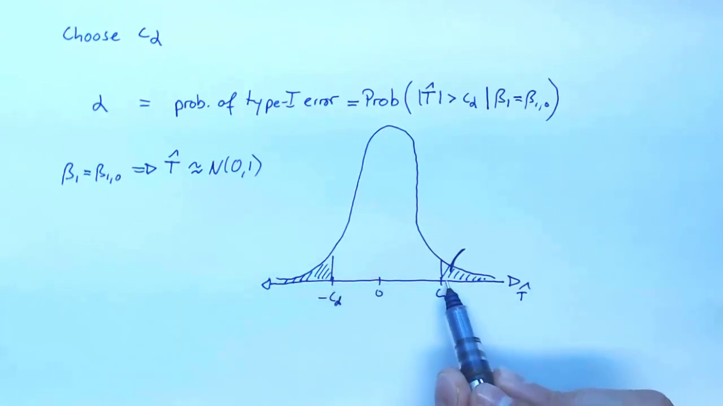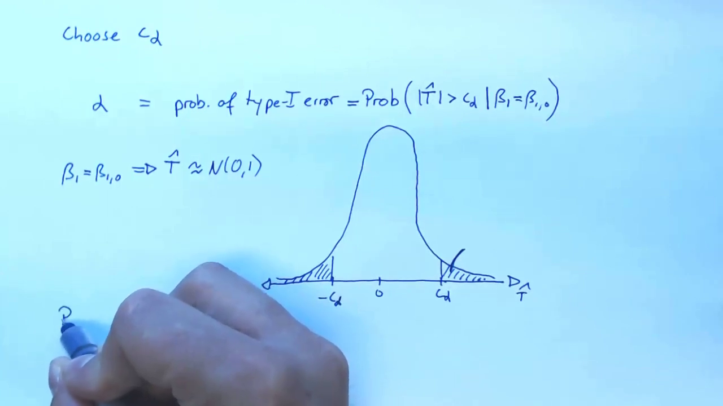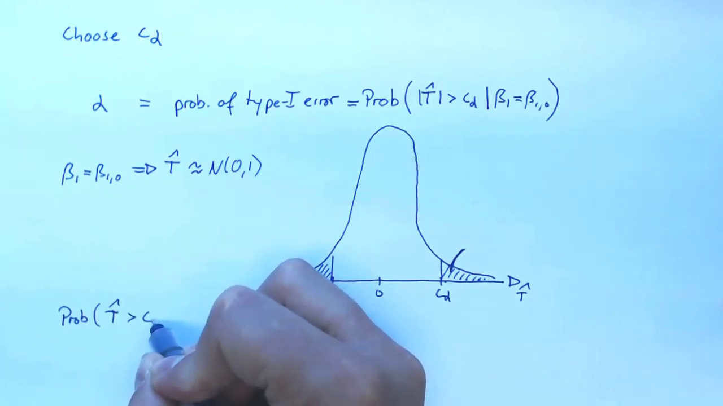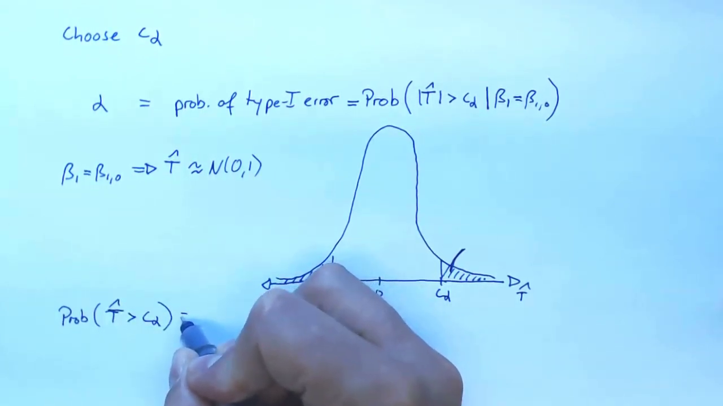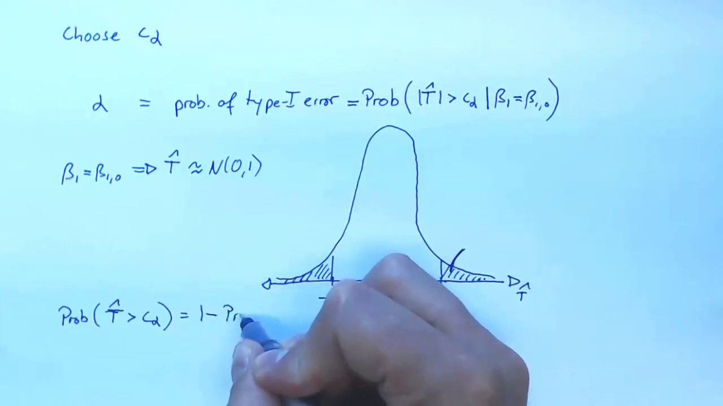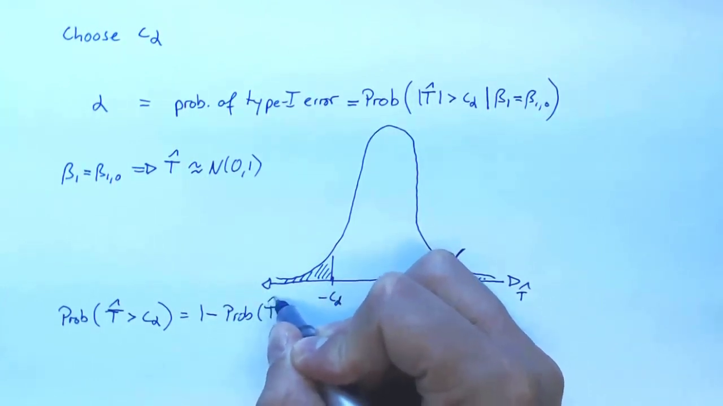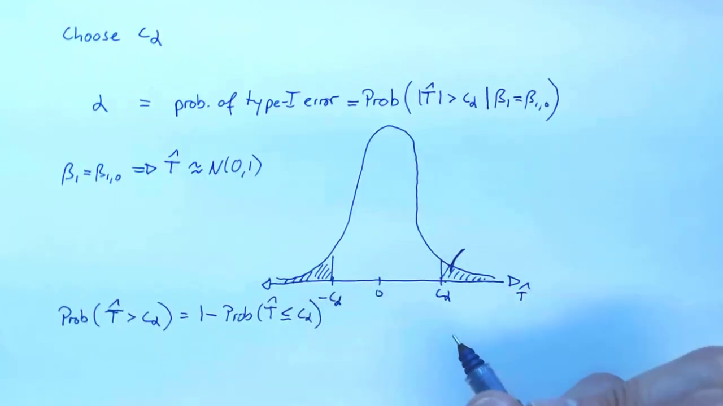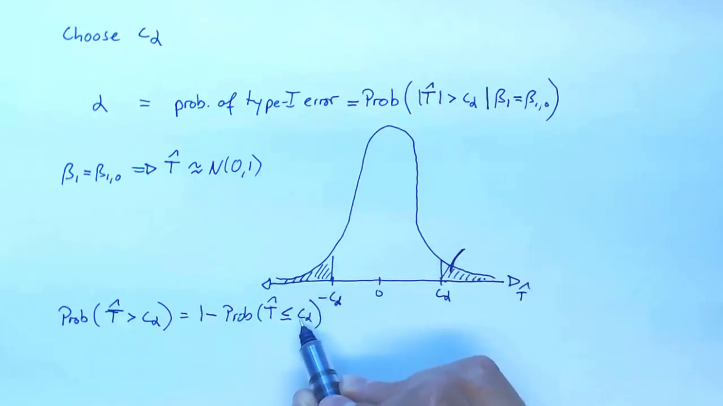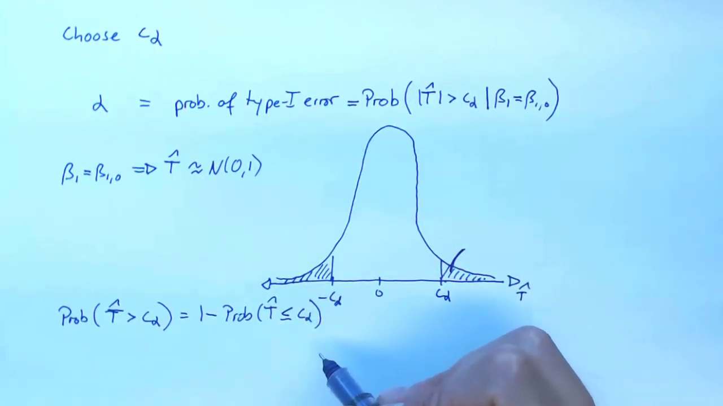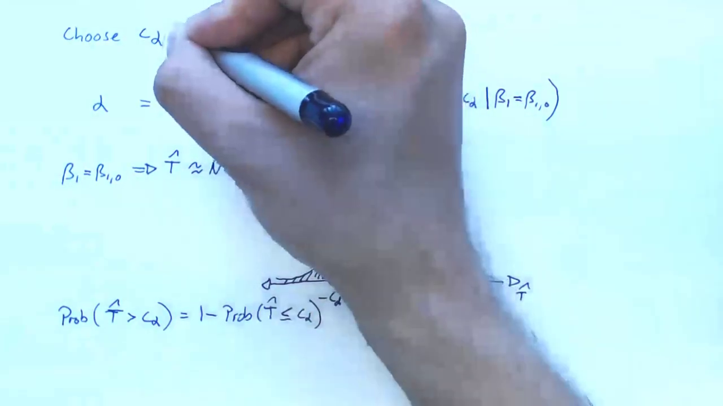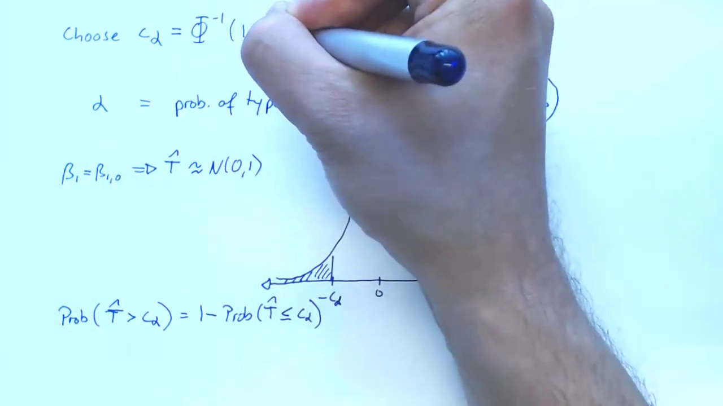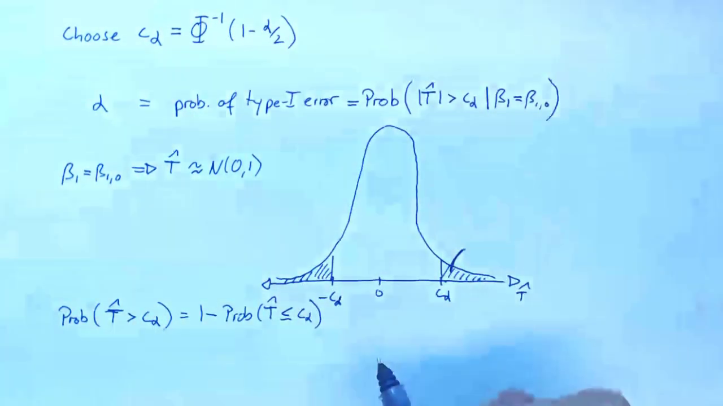So what is the probability of ending up here? What is the probability of t hat being larger than C alpha? It's just 1 minus the probability that t hat is smaller than C alpha. And now we really have to decide what C alpha should be. And it turns out that the good choice for C alpha is the 1 minus alpha half quantile of the normal distribution.